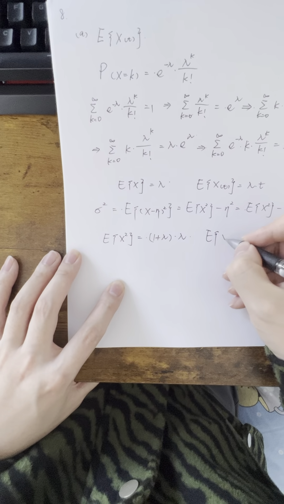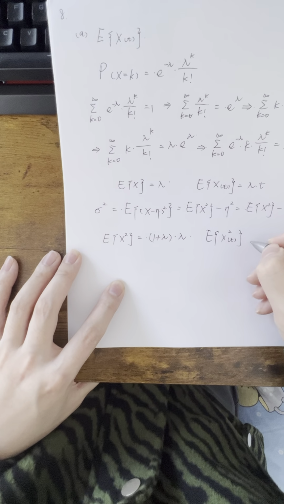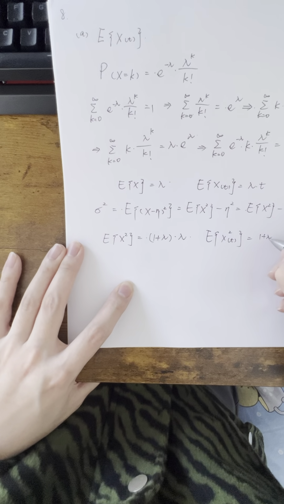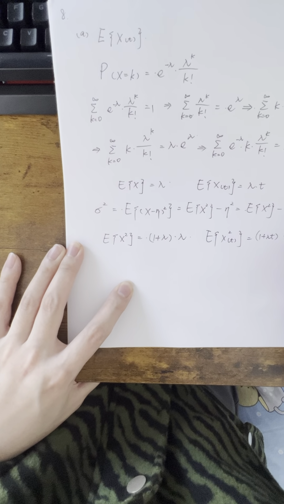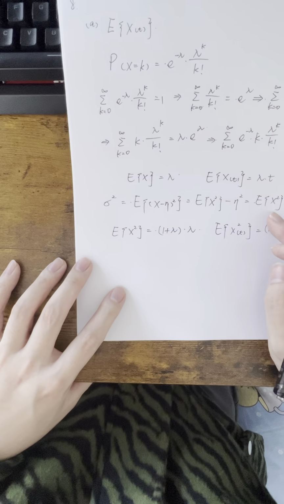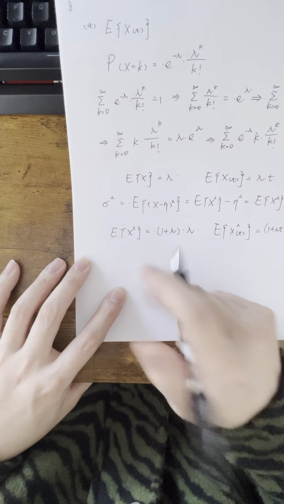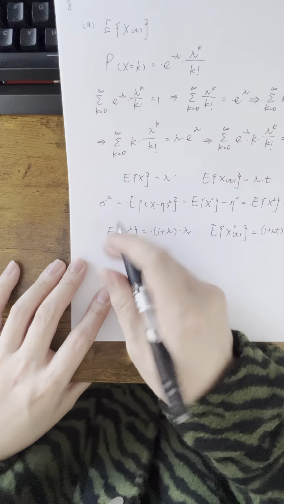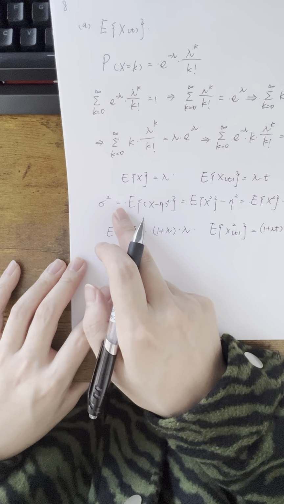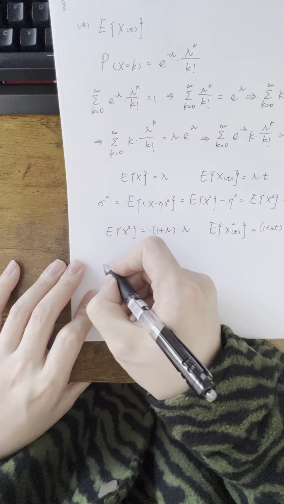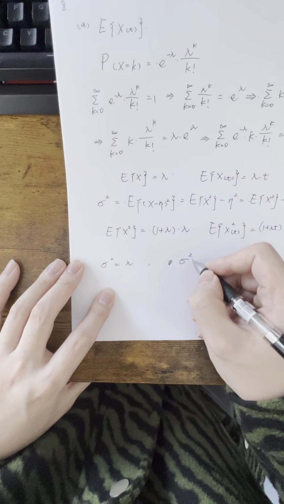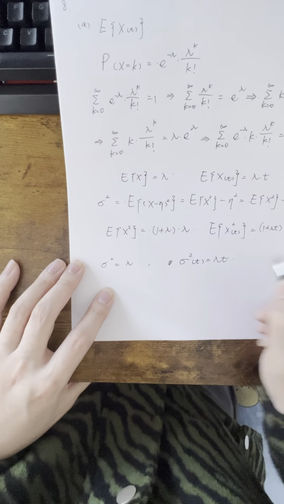Also the expected value of X(t) squared is equal to 1 plus lambda t times lambda t, right? So this is also easy to find. We could just bring this back to the formula and get that this is also equal to lambda, so this is also lambda t, right?